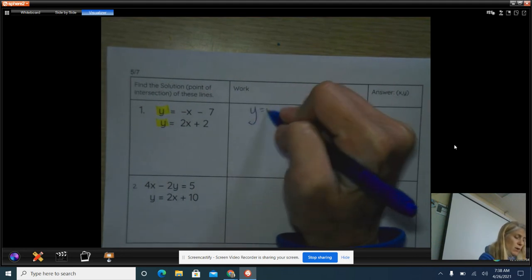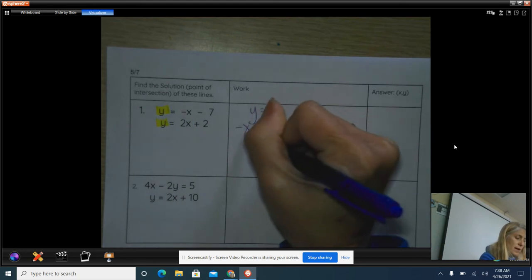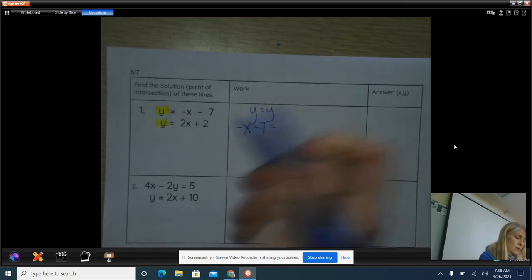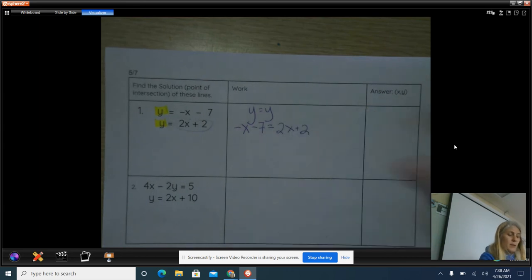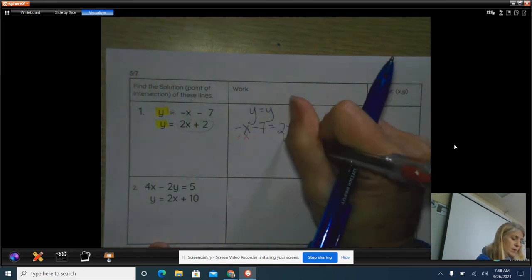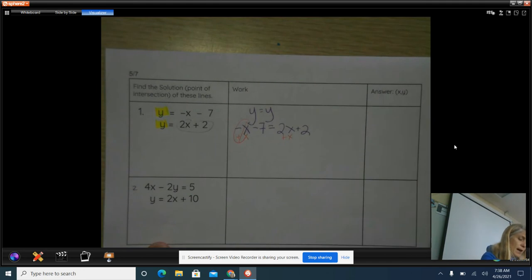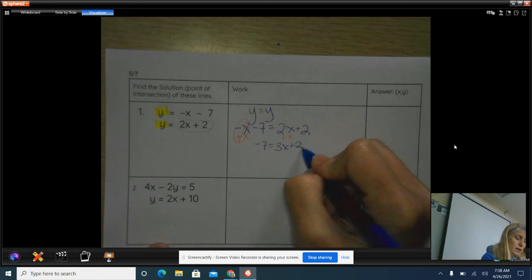So y is equal to y. Our first y, we're going to set equal to negative x minus 7, and our second y, we're going to set equal to 2x plus 2. Now we're going to simply solve for x because we've eliminated our y. We add x to both sides, and we have negative 7 is equal to 3x plus 2.